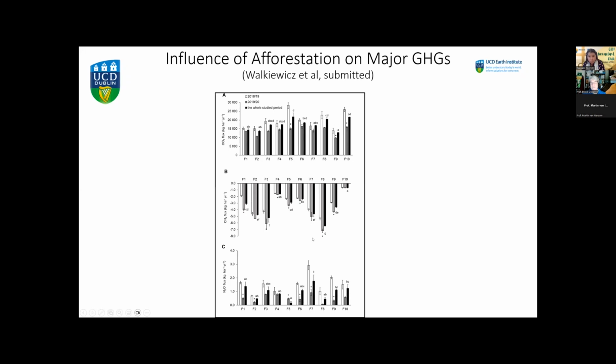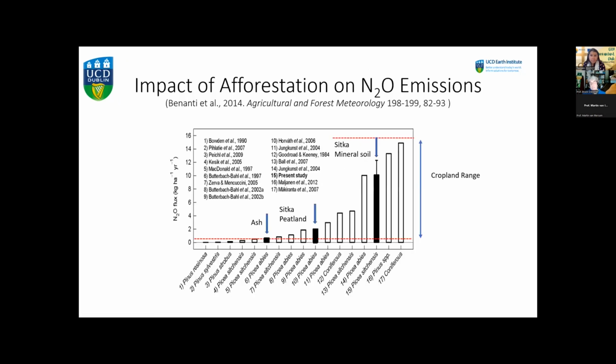The interesting thing with afforestation is that there's often significant uptake of methane, and this is something that we're actually exploring in the ReLive project. In terms of nitrous oxide emissions, we actually compiled a data set a few years ago looking at reported values for nitrous oxide emissions associated with afforestation. And we actually found a very wide range of values.